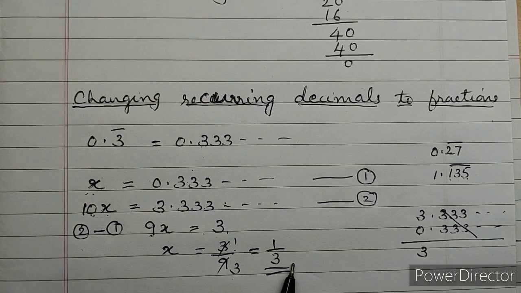If you divide 1 by 3, you will get back this question. So you can try that also. So like this, any number if it is given, you can change that recurring decimal to fraction or P by Q form. One more example I will show you with 2 digits.